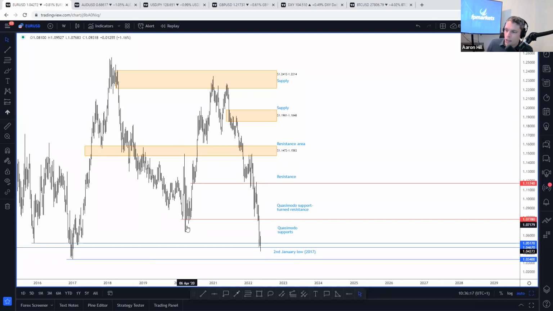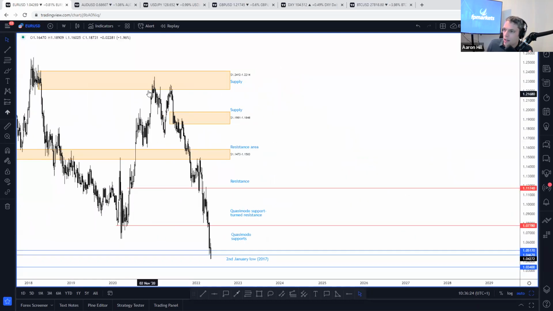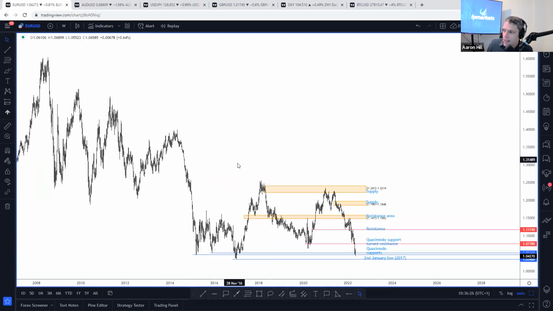But all this was for me was a pullback within the overall trend. But many were saying the euro is trending higher. And I get it. I do get it. But if we had formed a higher high and a higher low and continued higher, then I would 100% agree with you that the long-term trend for the euro is higher. But it didn't. What happened is it topped at this supply and then continued lower.